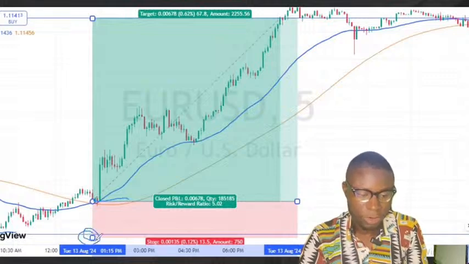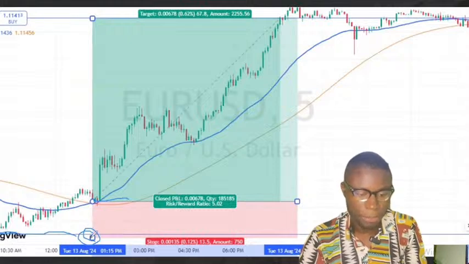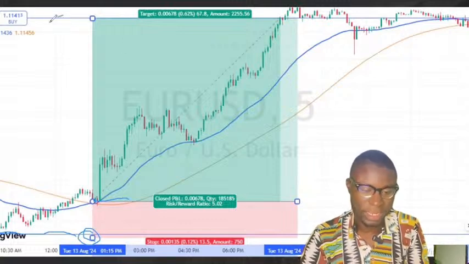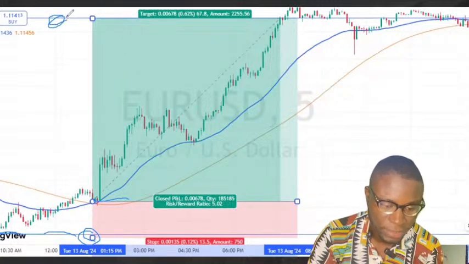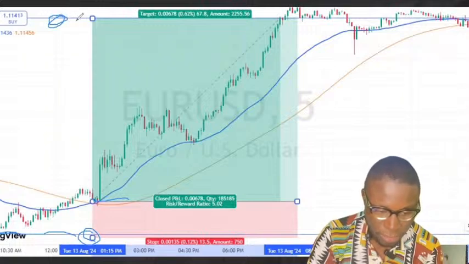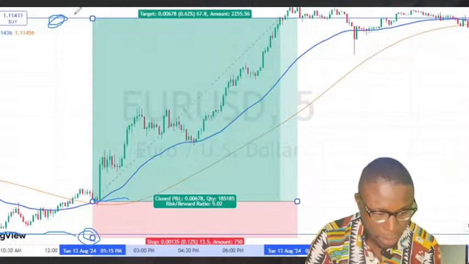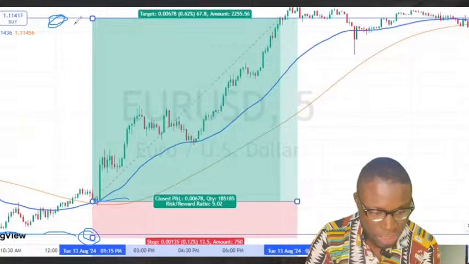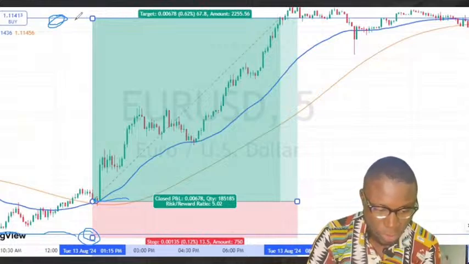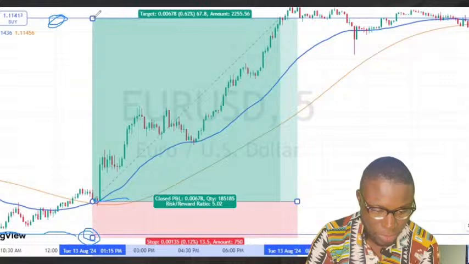So this is my stop loss. This is the low here. I placed my stop loss right there, and I went for a 1:5 risk reward ratio. Because if you look, I have this line here. That was the previous high from the higher time frame. I also looked at the higher time frame. That's why I placed my target here.